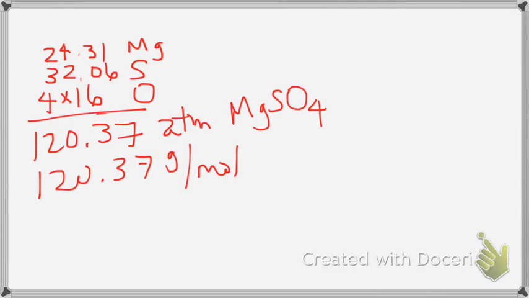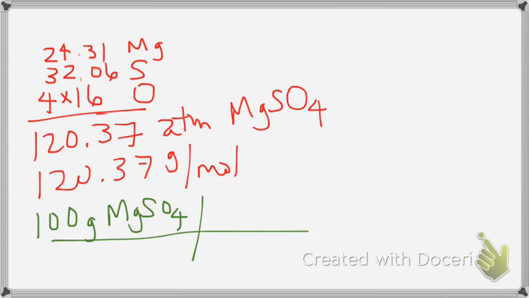So the question was, how many particles, or how many molecules, of magnesium sulfate are there in 100 grams? So now let's figure this out. We have 100 grams of magnesium sulfate. What the molecular weight tells us is that 120.37 grams of magnesium sulfate is equal to 1 mole of magnesium sulfate. That would tell us how many moles of magnesium sulfate we have.